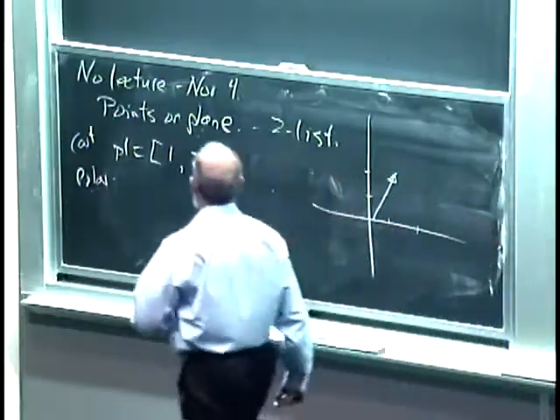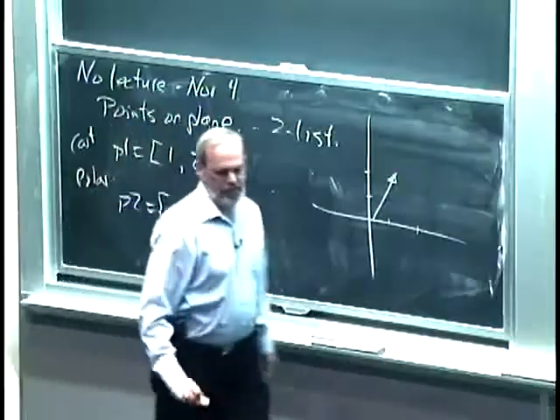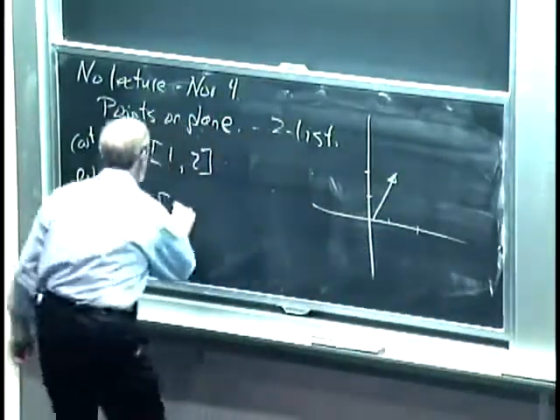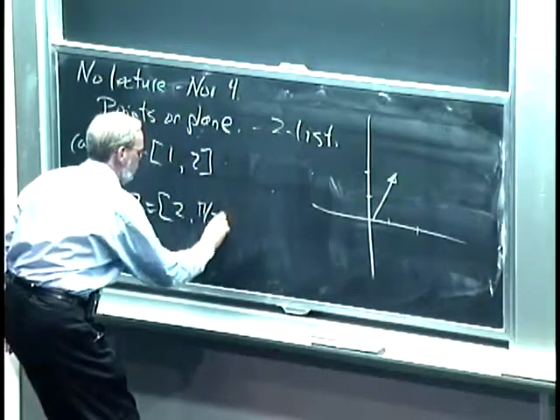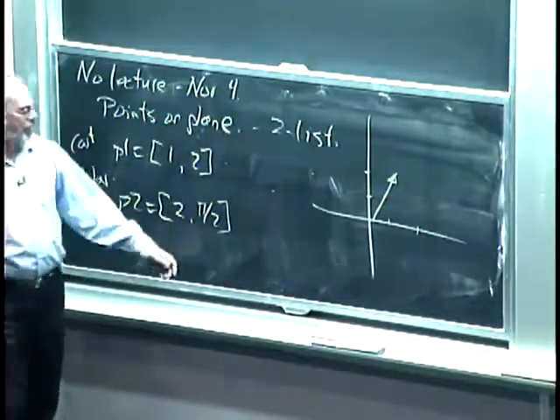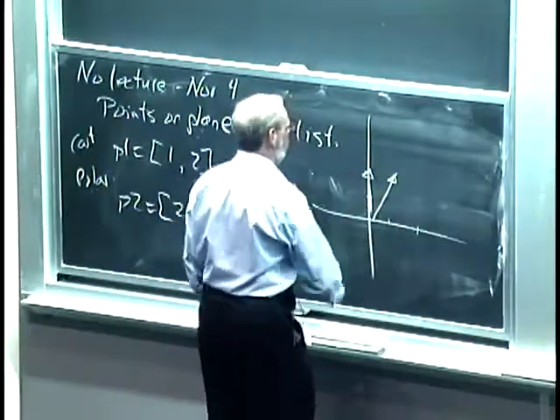So I might define, for example, in polar form, P2. We'll make this the point of radius 2 and at angle pi by 2. I'm going to make it easy because pi by 2 is up along this axis, and that's basically that point.